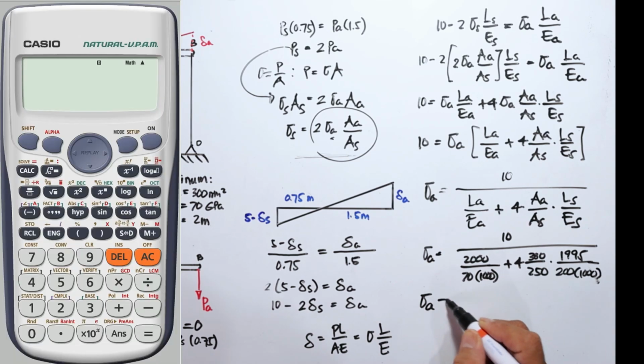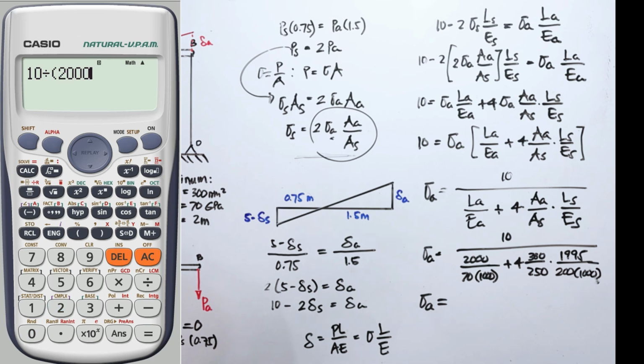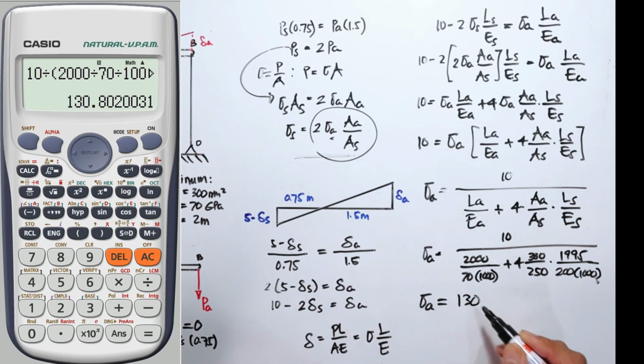So, stress in aluminum equals 10 divided by, open parenthesis, 2,000 divided by 70 divided by 1,000 plus 4 times 300 times 1,995 divided by 250 divided by 200 divided by 1,000. Close parenthesis equals 130.8 megapascal.